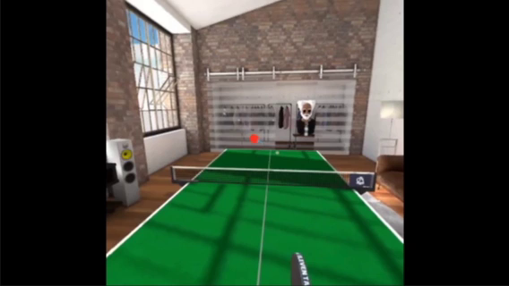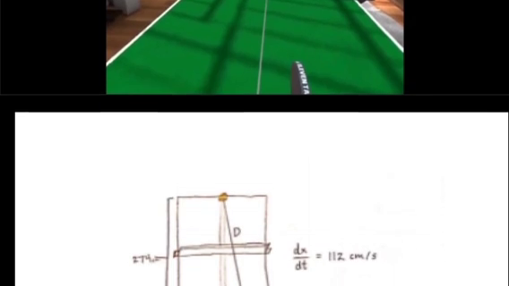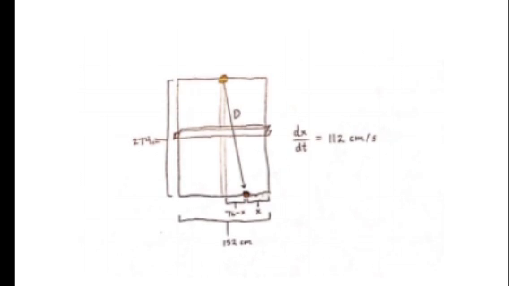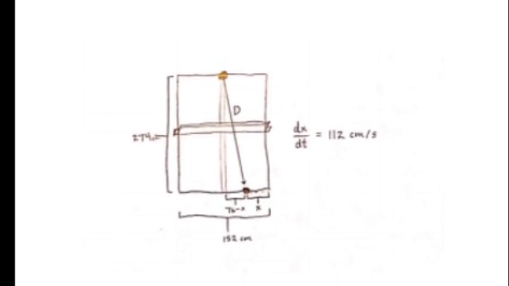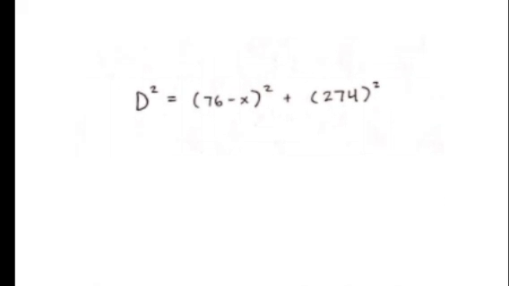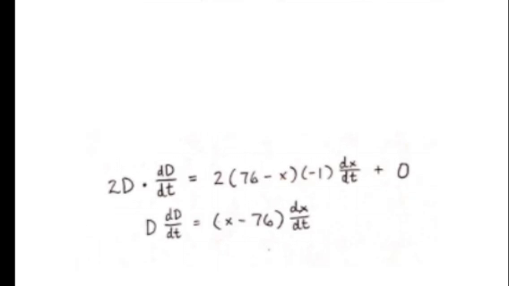The table is 152 centimeters wide and 274 centimeters long. If I were to make a diagram, it would look like this. By the Pythagorean theorem, the distance between me and Ashu can be represented by this equation. Now, differentiating with respect to t, we get this equation.